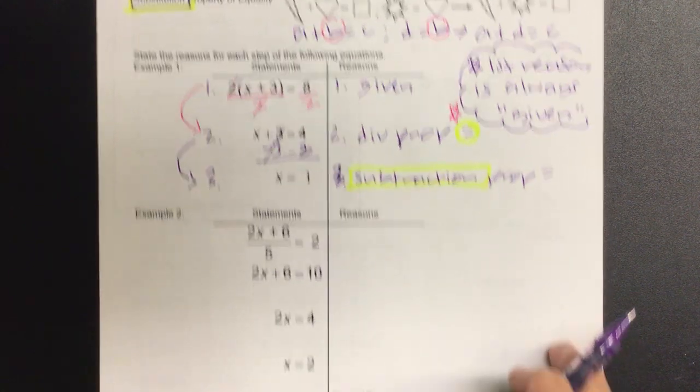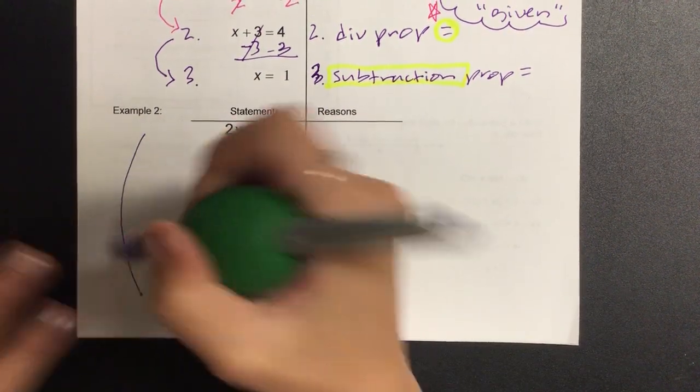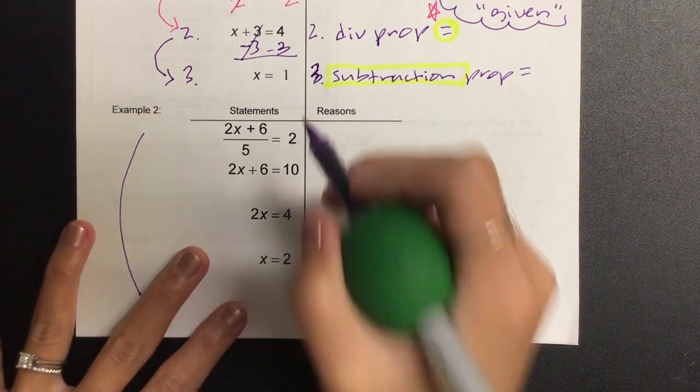Okay, let's try number 2 with the partner. Go. Talk to your neighbor. And I would number them first.